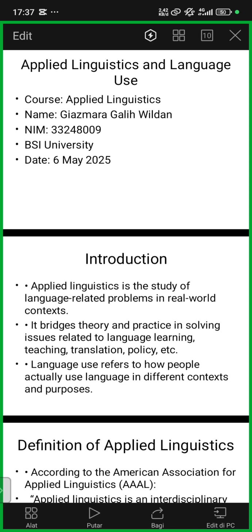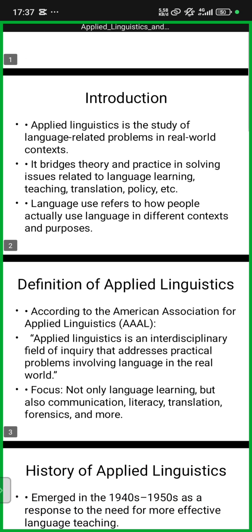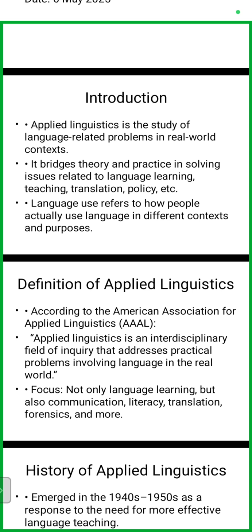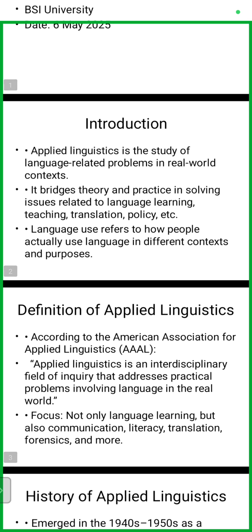My name is Giazmara Galih Wildan, and today I'm going to present about applied linguistics and language use. Okay. First of all, from the introduction, we are going to talk about what applied linguistics is about. Applied linguistics is the study of language-related problems in real-world contexts. It bridges theory and practice in solving issues related to language learning, teaching, translation, policy, and the others. Language use refers to how people actually use language in different contexts and purposes.